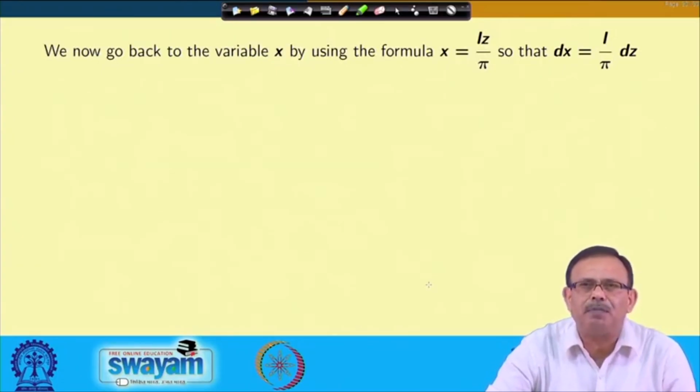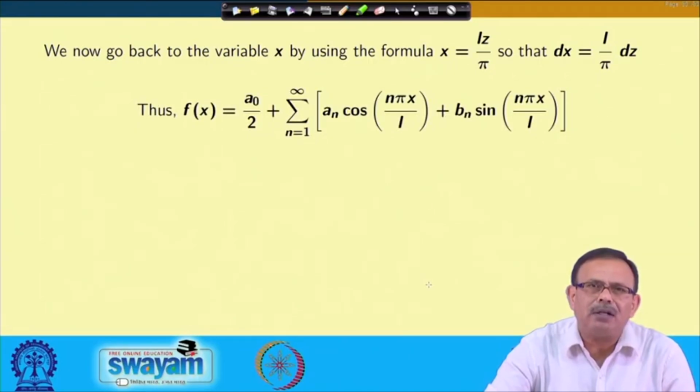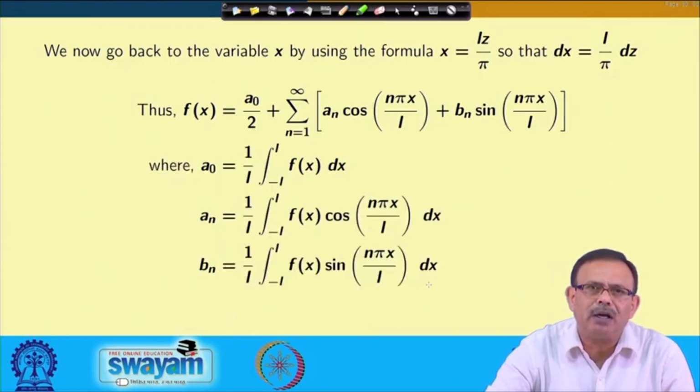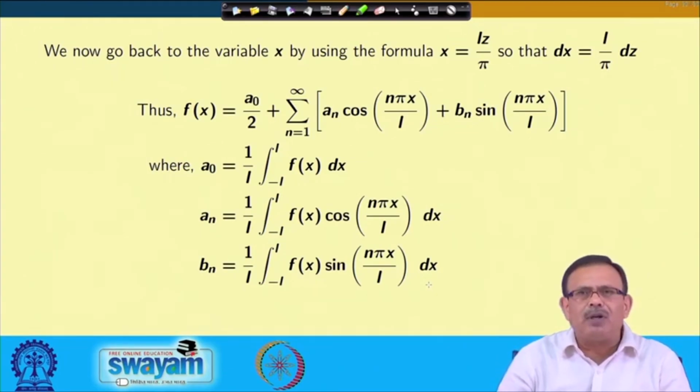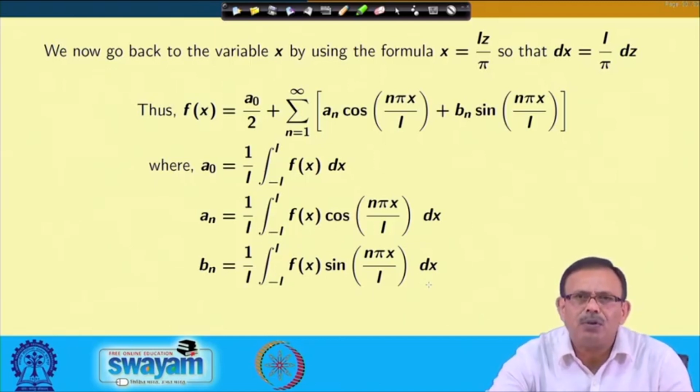So, dx I can represent in terms of dz, and then f x can be written as a 0 by 2 plus summation n equals 1 to infinity a n cos n pi x by L plus b n into sin n pi x by L, where a naught, a n and b n are these things defined from minus L to L. So, only the change is coming. Earlier, when the function was defined in minus pi to pi, it was simply cos n x. Now it is cos n pi x by L or sin n pi x by L when the function is defined in minus L to L.